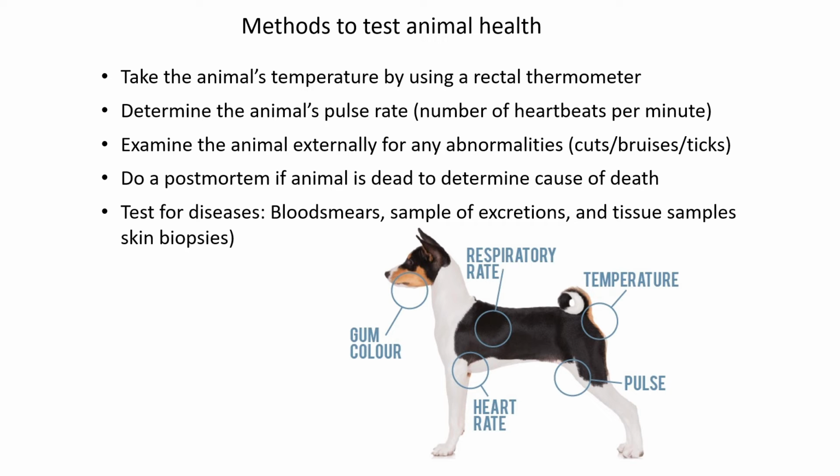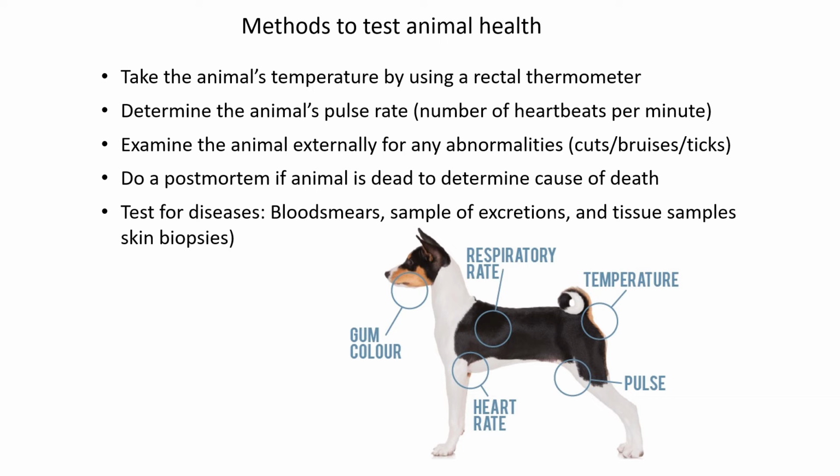Then thirdly, examine the animal externally for any abnormalities, meaning does this animal have any cuts or bruises, or does the animal have any ticks on its body? Usually ticks transmit diseases, so that is a sure sign. If this animal looks sick and it has a lot of ticks, that's probably the source of it. So you just have to remove the ticks to get the animal to be a bit healthier.